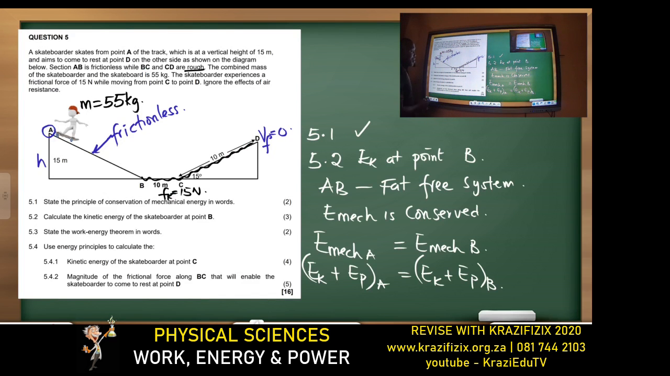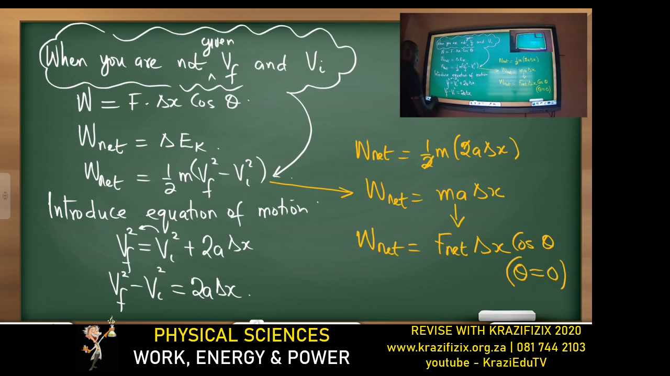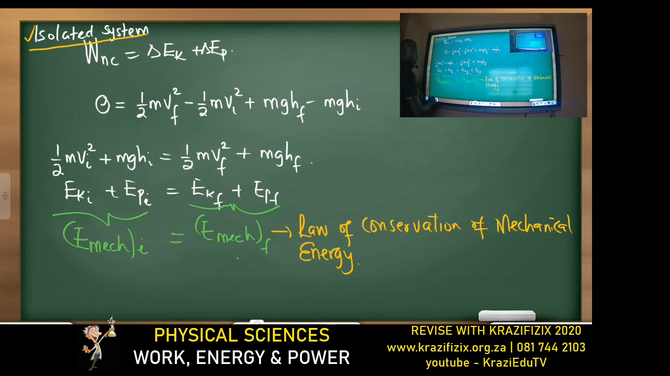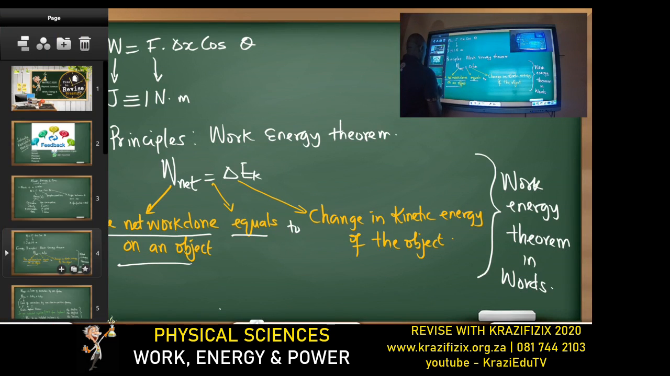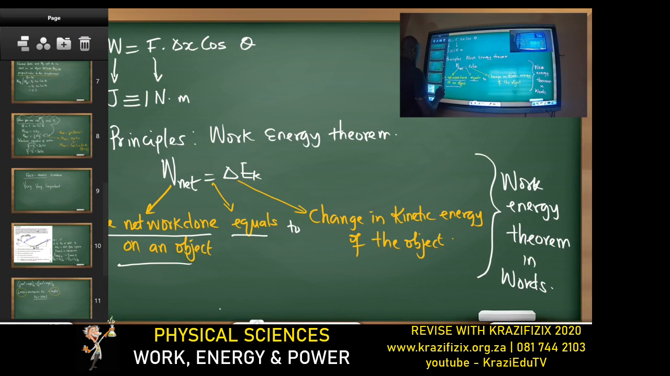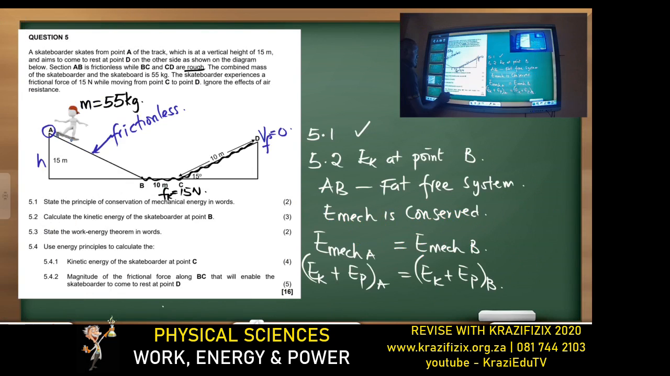Quickly, state the work energy theorem in words. That is also done. We stated that a while ago, if you remember. What did we say? Let me just quickly show you again. The net work done on an object is equal to the change in kinetic energy of the object. Beautiful. That is very straightforward, and that is done.